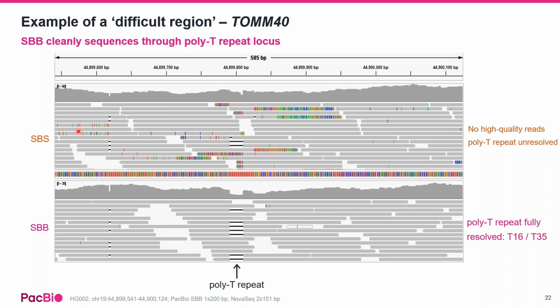So SBS reads on the top here in the target region are unable to provide high quality reads, hence accurate quantification of poly-T repeat units, while SBB on the bottom is not only able to clearly enumerate, but also show heterozygosity in the T repeats. In this case, a T16 and a T35 genotype, which is indicative of a carrier for this poly-T polymorphism.